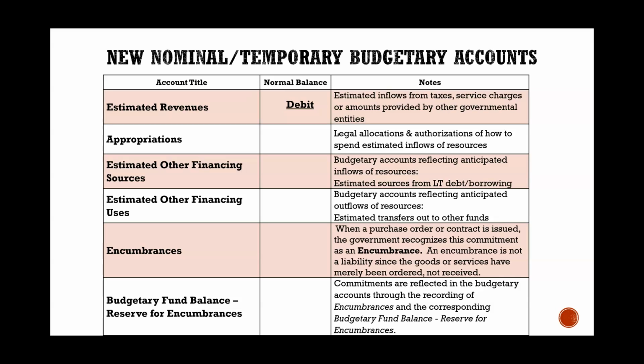So you've got property taxes and you estimate in your budget every year you're going to collect $5 million in property taxes. That is an estimated amount. That is not an exact amount, right? So these get debited. Appropriations receive a credit.